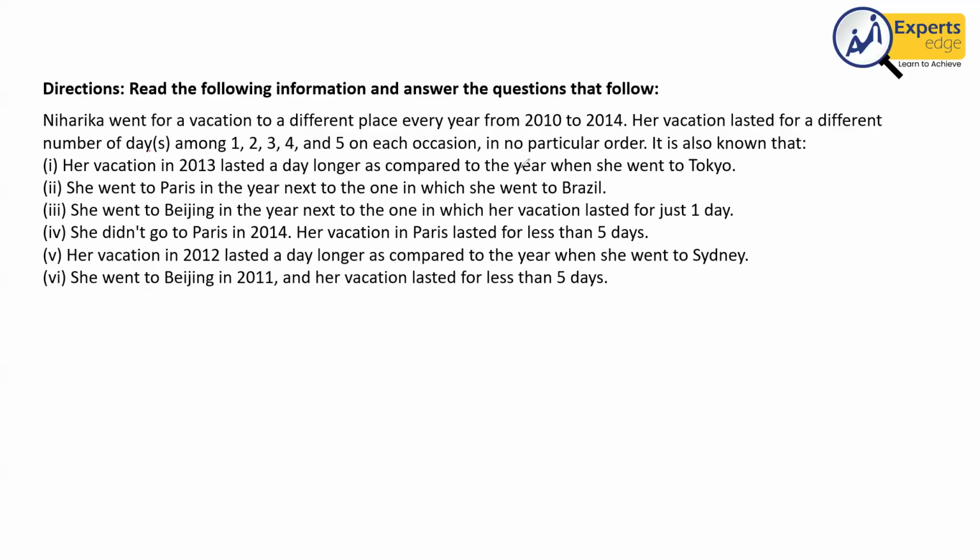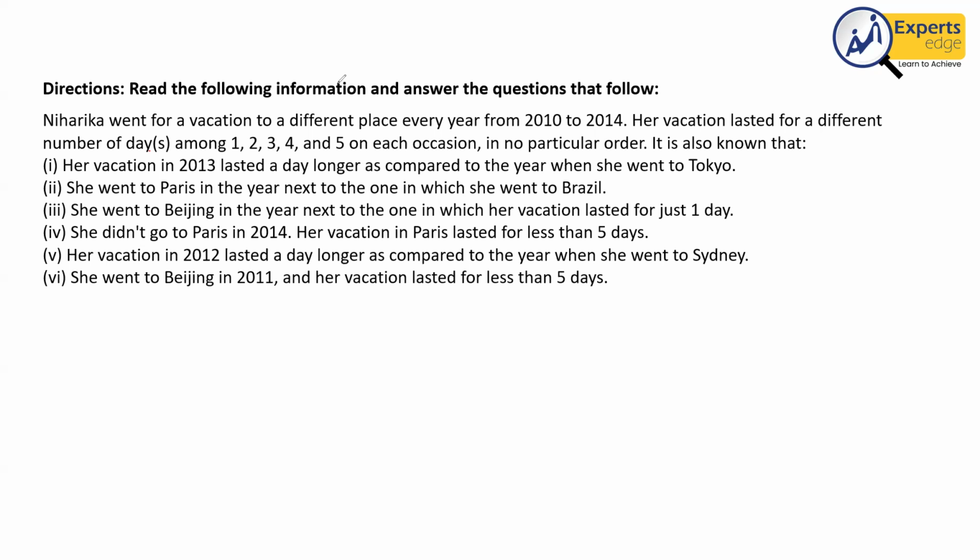Niharika went on vacation to different places every year from 2010 to 14: 10, 11, 12, 13, 14, five places. Her vacation lasted a different number of days, 1, 2, 3, 4, 5, on each occasion, in no order. So one of the vacations was 1 day long, one was 2 days long, and so on. Then there is information: Tokyo, Brazil, Paris, Beijing, and there'll be one more city which we'll hopefully be able to find.